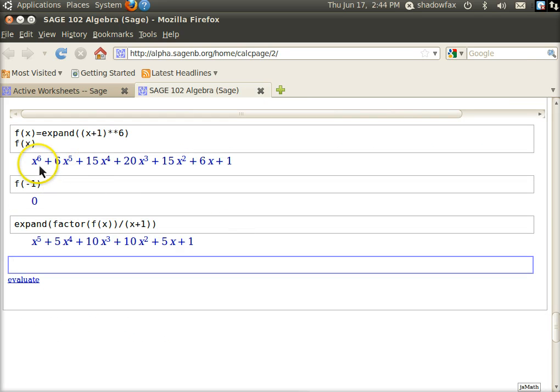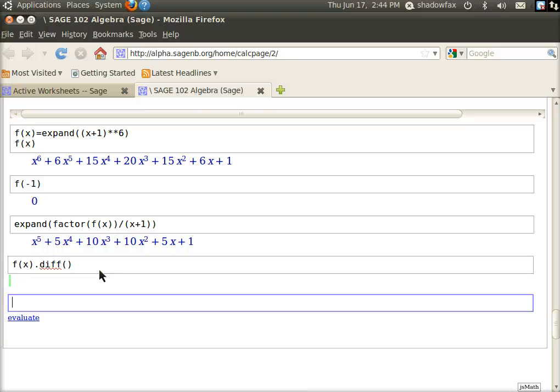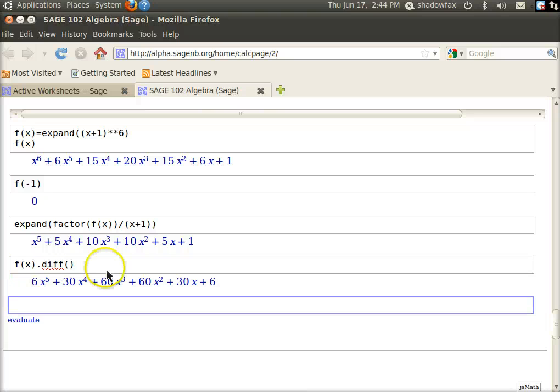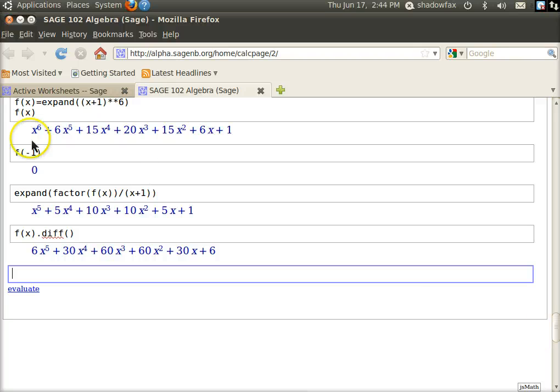Let's see, f of x is a 6th degree. What if you do f of x dot diff? That should be a 5th degree, right? Yeah, okay. Right, and f of x is x to the 6th something, so the derivative is 6x to the 5th something, so that's good. All right, you had a slight interruption there, that's okay.